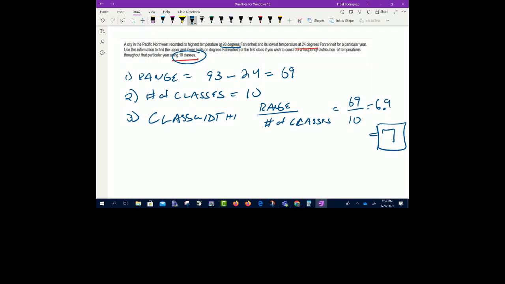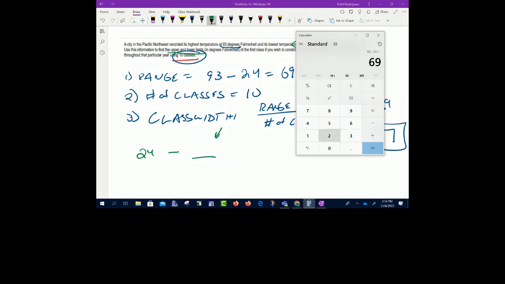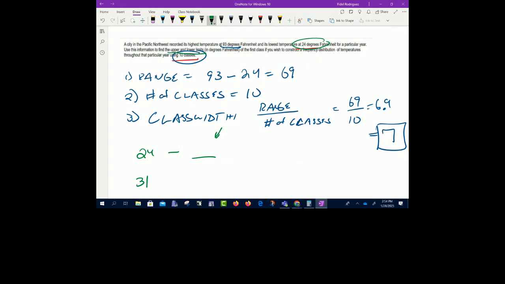So now what we're looking for is, can we find the upper and lower limits? If the lowest number, y'all, was 24, I need to find what this number is going to be here. Well, I know that the next one, if we took 24 and added 7 to that, this guy would be 31, which tells me that this number here would have to be 30. So my first lower limit and upper limit in my first class would be 24 to 30.